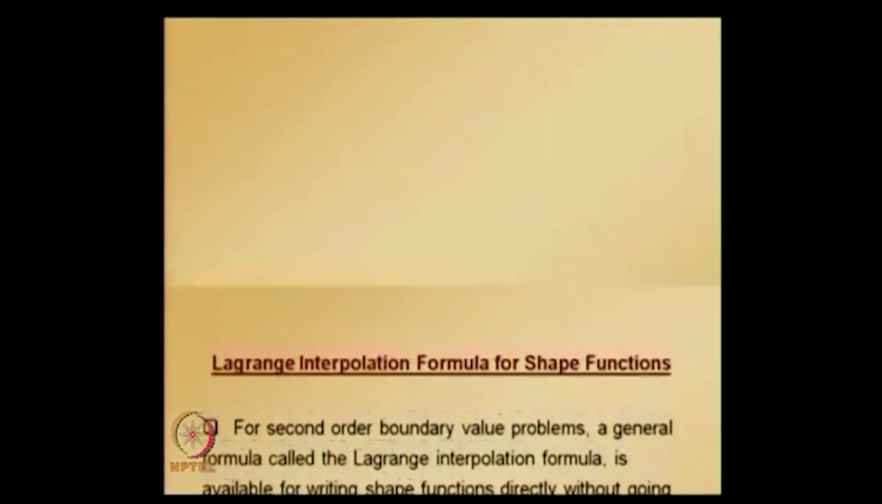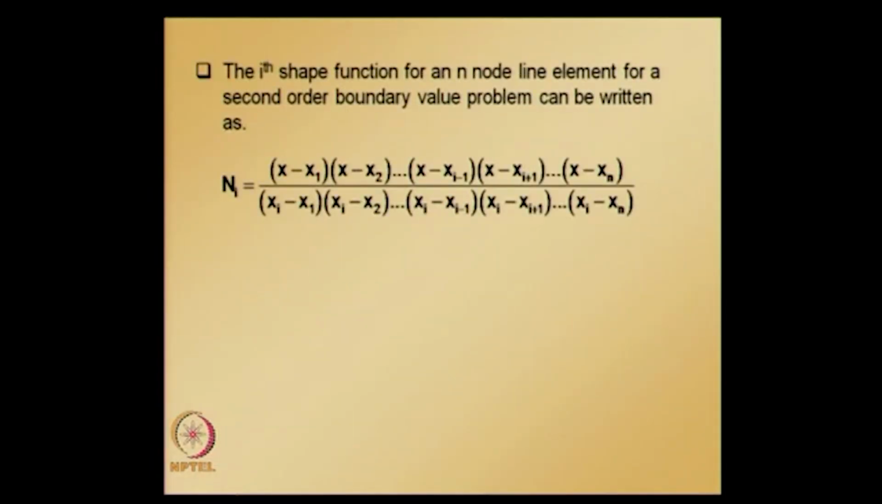So, according to the Lagrange interpolation formula, the ith shape function for an n node line element for second order boundary value problem can be written like this, where n is the total number of nodes in the element. So, using this formula we can write shape function expressions for any order element, quadratic, cubic, quartic, fifth order, sixth order or 100th order element.